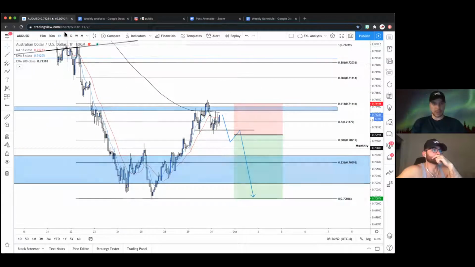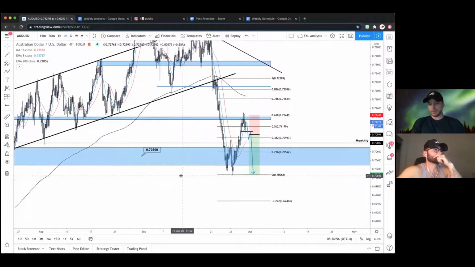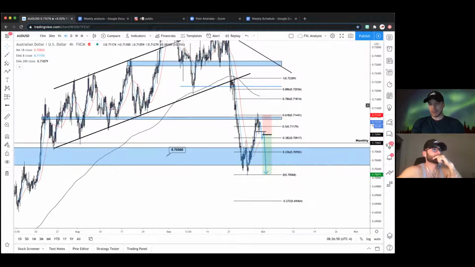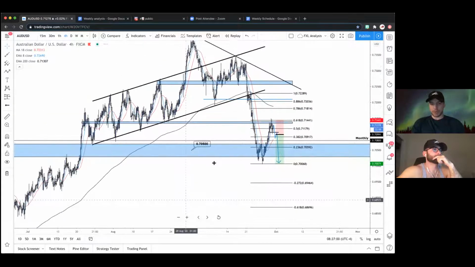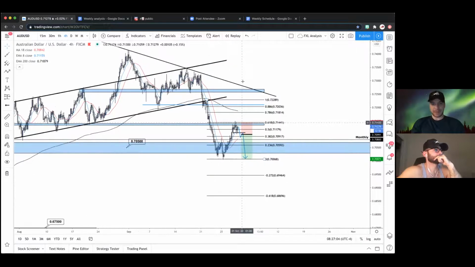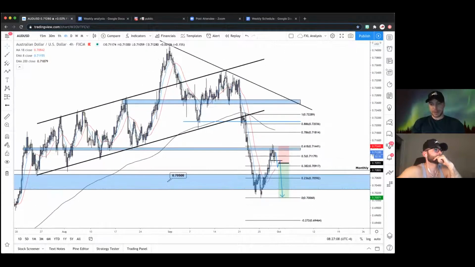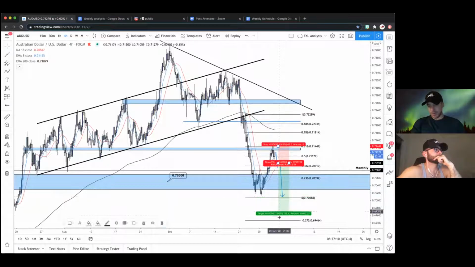So let's go back to the 4 hour, see if our targets line up. Right, so this is target 1. This prior low is target number 1. So if we do break this monthly, this thing could drop significantly. We'll see how it reacts down here at the zone again. But yeah, if it breaks, guys, this thing could drop a good amount.